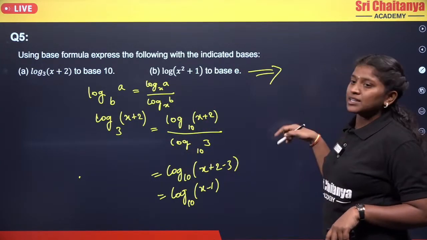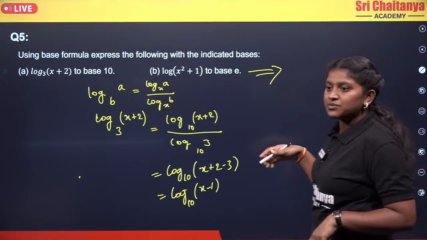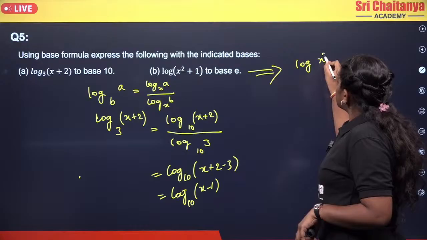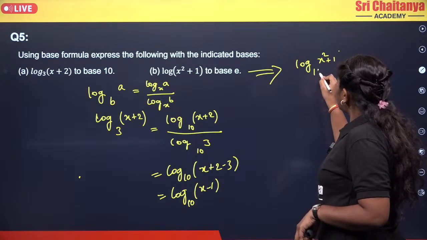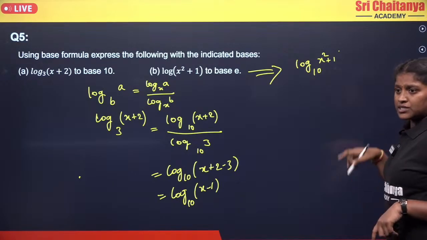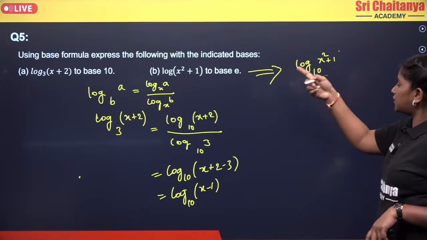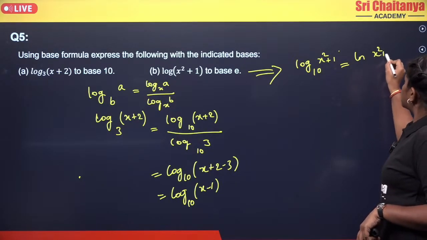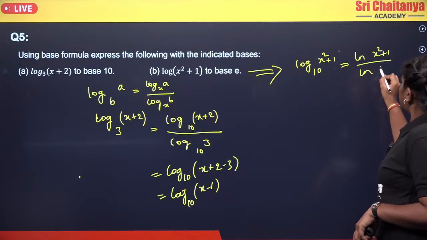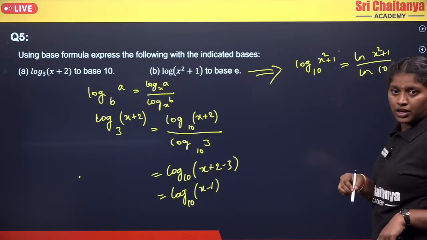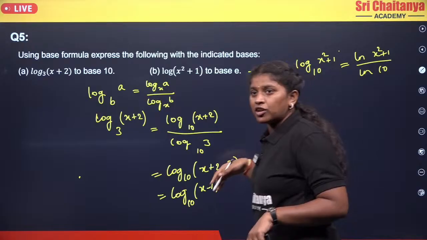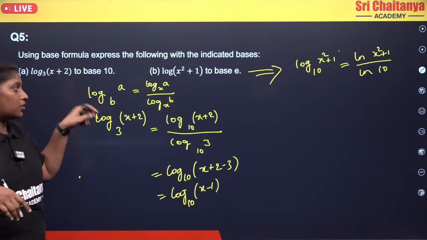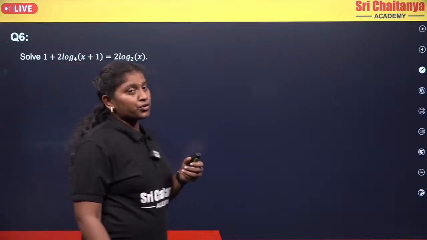I think you can take the second question as your homework question because that is a very easy question. Coming to here, log x square plus 1 to the base 10. It's very simple. You can convert that into the base e. So that becomes your ln x square plus 1 by ln 10. Now you can apply your properties of the logarithms and you can get whatever the value will be. Now let's solve some more questions.